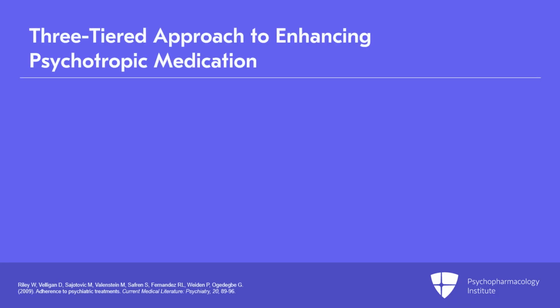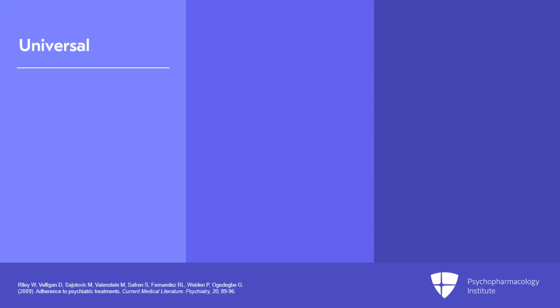The 3-tiered approach to enhancing psychotropic medication adherence is adapted from an Institute of Medicine recommendation. So we can think about adherence enhancement approaches or adherence enhancement interventions. We can think about them as universal, selected, and indicated. So universal are things that are easy. They're administered to all patients. This tends to be low burden. That includes refill appointment reminders, customized dose schedules.